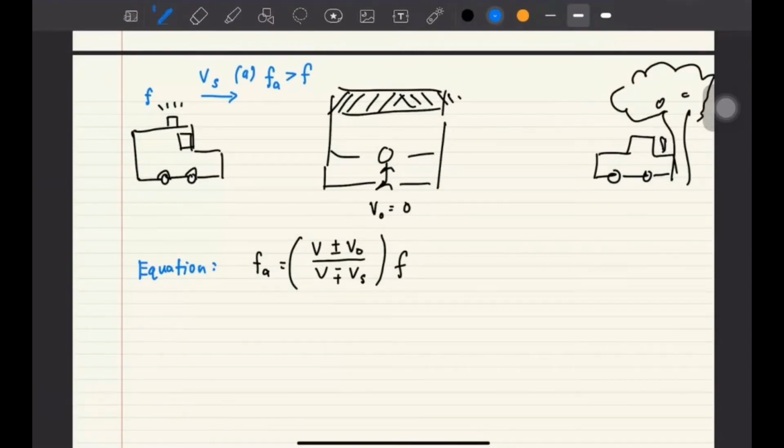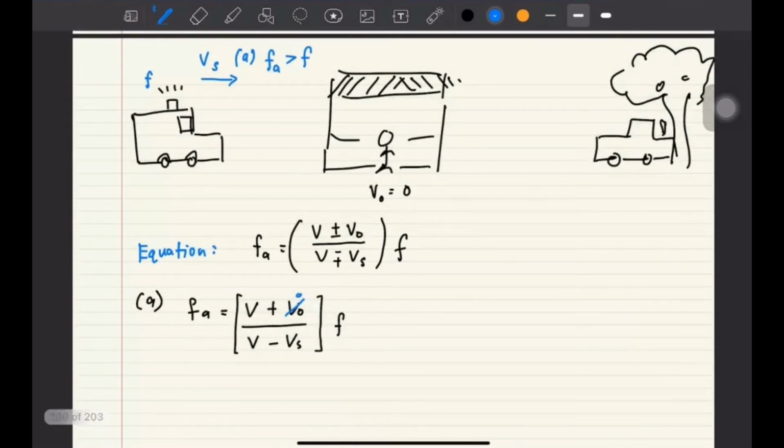Kalau case macam ni, yang case A ni, kamu nak pakai pair yang atas ke pair yang bawah? Atas, sebab benda kalau kuat. So basically you want to use this pair. Because of that, for A, your equation now becomes FA equals to V plus V naught over V minus Vs, times F. And remember your V naught now is equals to 0. So this would be your equation. You just have to substitute the values. So V tu berapa? 330 contohnya. Vs tu katakan 5 meter per second. Then you substitute 5 and then F tu berapa.